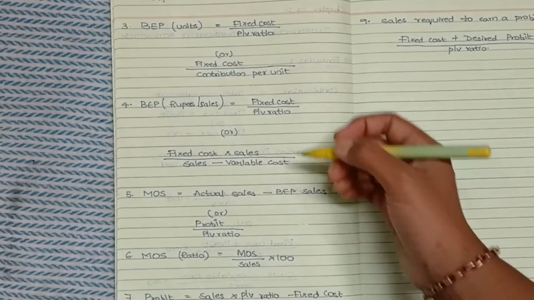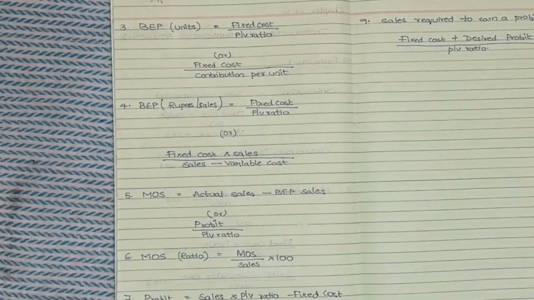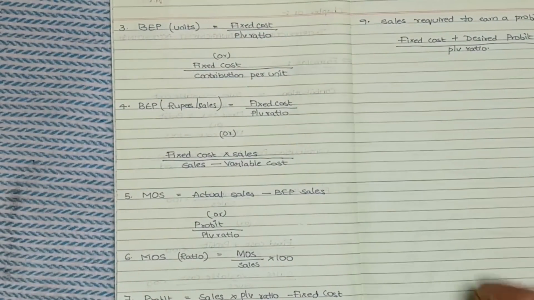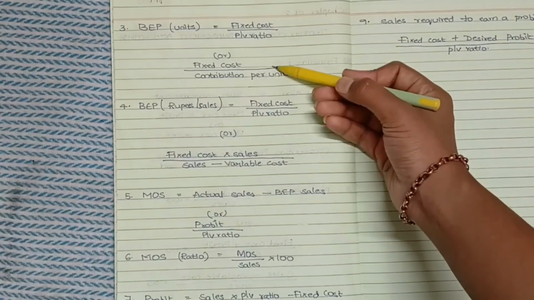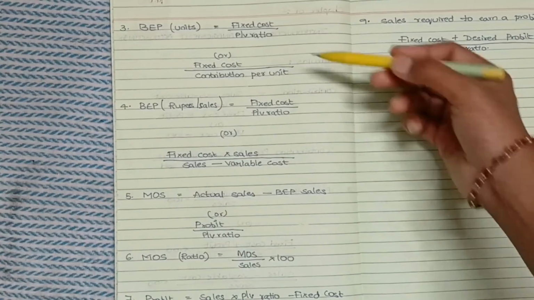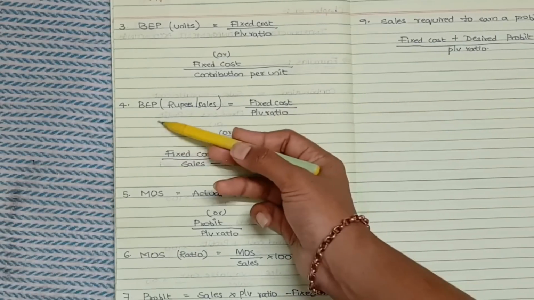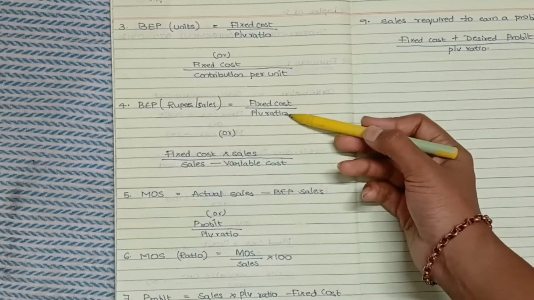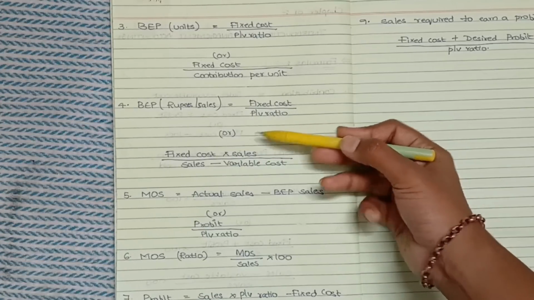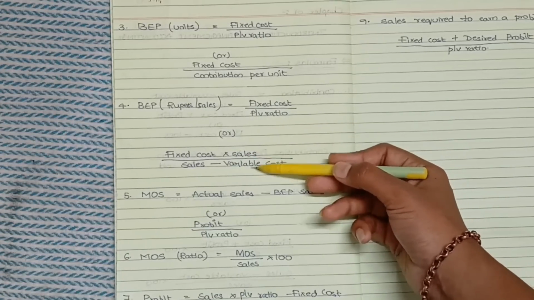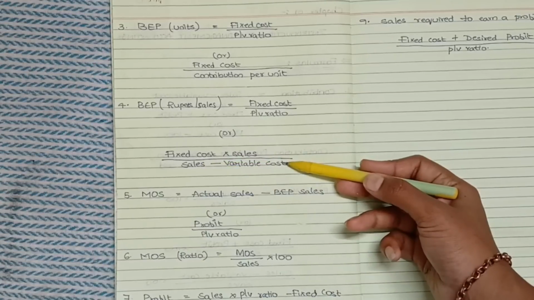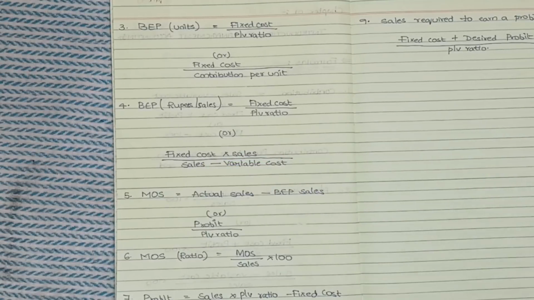The third formula is BEP in units. You can use fixed cost by PV ratio, or else fixed cost by contribution per unit. Out of these two formulas you can use any one. And the fourth one is BEP in rupees or sales: fixed cost by PV ratio, or fixed cost into sales divided by sales minus variable cost. Just make a note of the formulas.